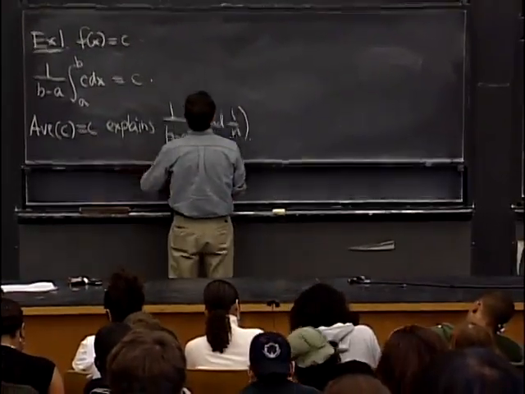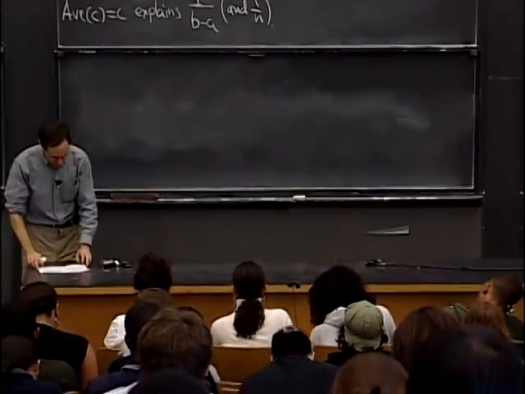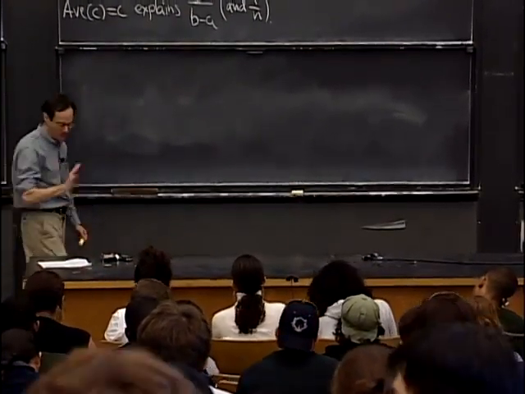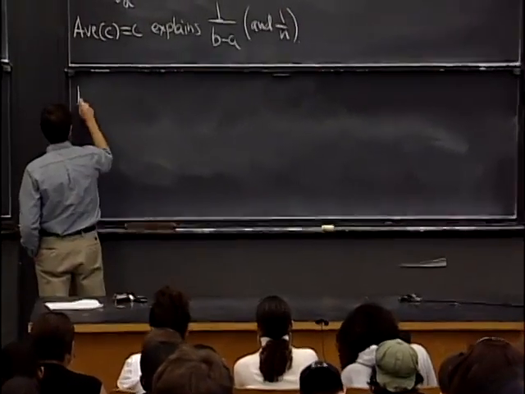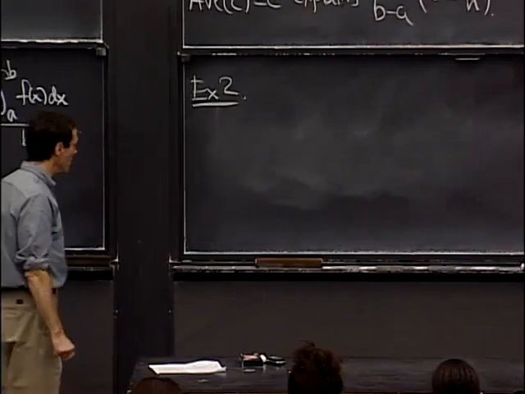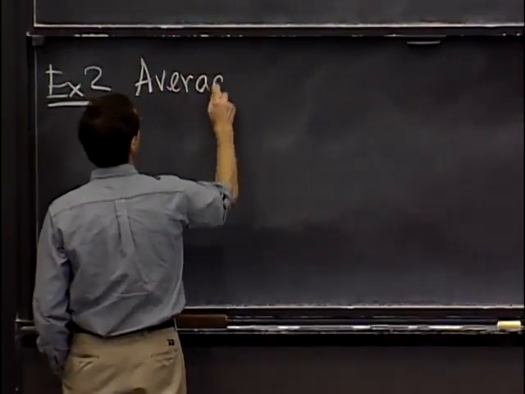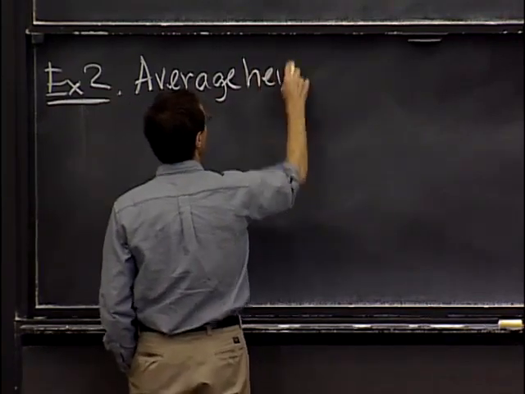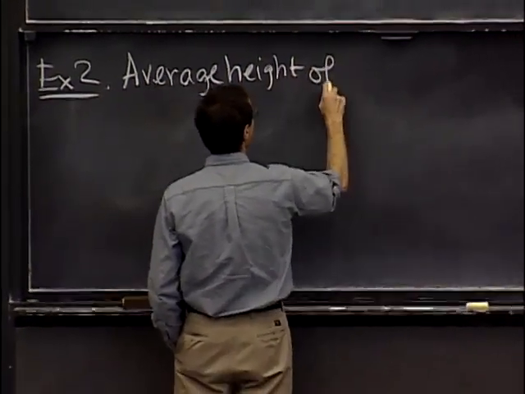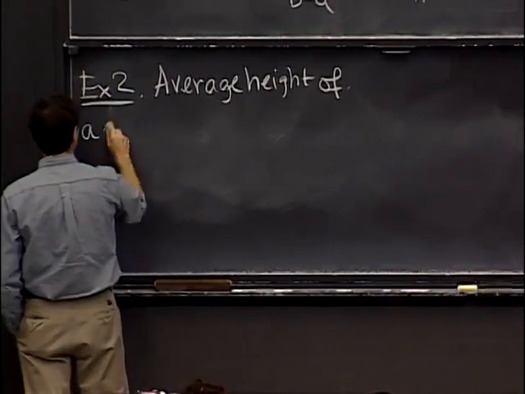All right, so that was an easy example. Now, none of the examples that we are going to give are going to be all that complicated, but they will get sort of steadily more sophisticated. The second example is going to be the average height of a point on a semicircle.